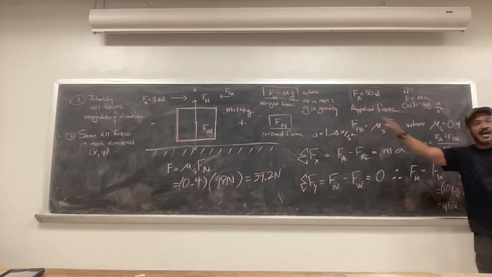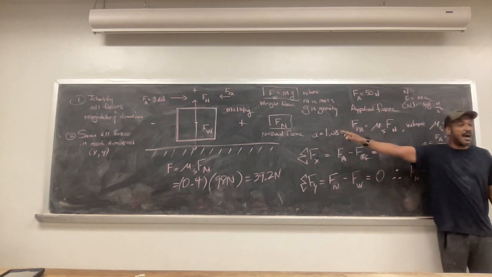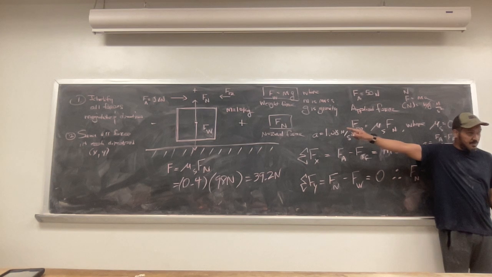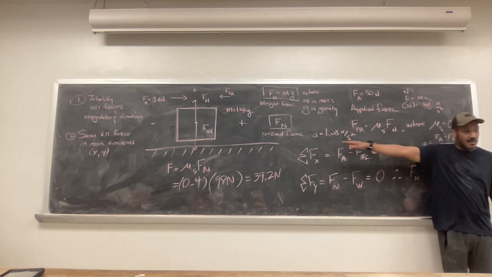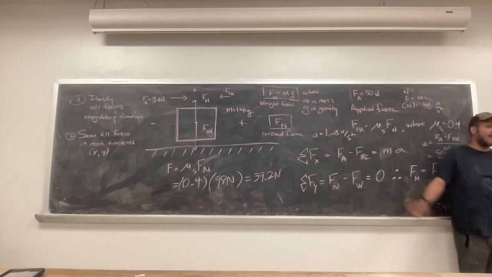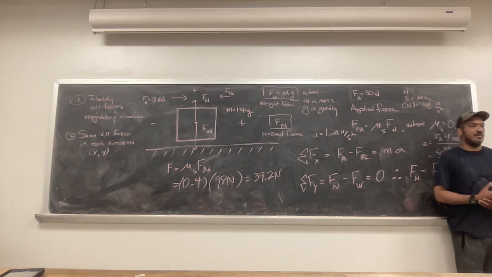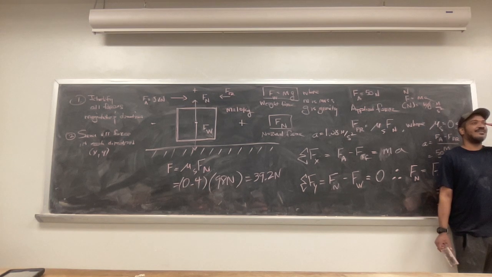So again, if I apply a force of 50 newtons to a box that weighs 10 kilograms on a surface with the coefficient of friction of 0.4, then that box will accelerate at 1.08 meters per second squared. See, it's very important when you calculate problems in physics that after you calculate it, you go back and tell the story to yourself so you can make sense of what you just did.